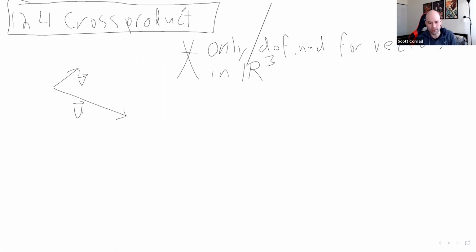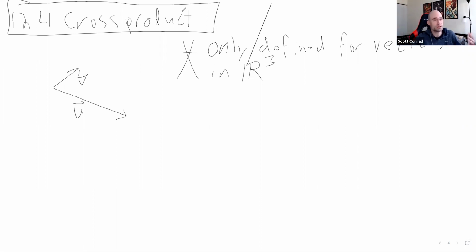Here's what the cross product is. Suppose you have two vectors u and v, and you want to find a third vector which is orthogonal to both of these guys. This will be useful in a moment, next chapter, when we start talking about planes. This sort of thing will be very useful.